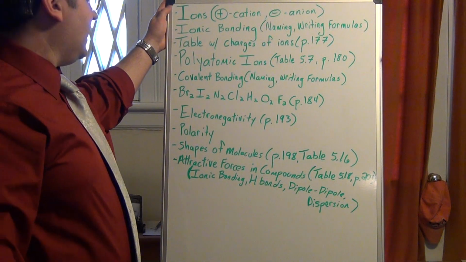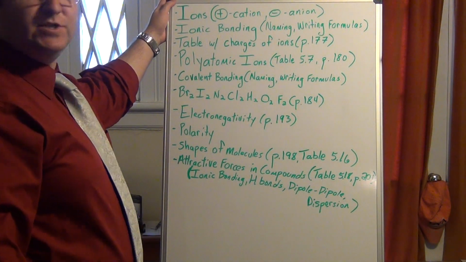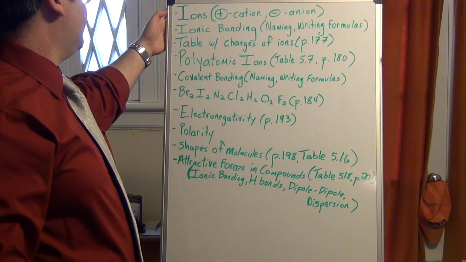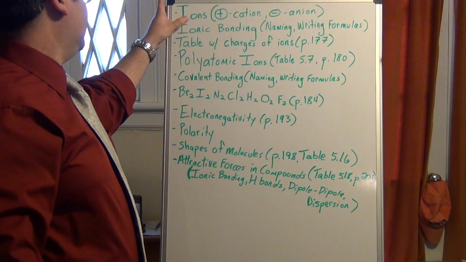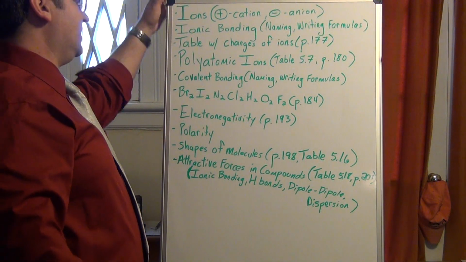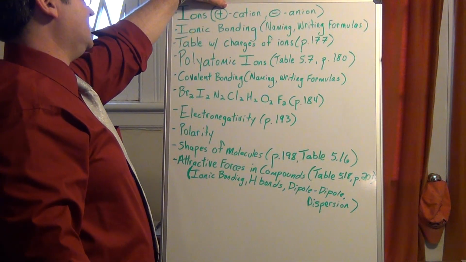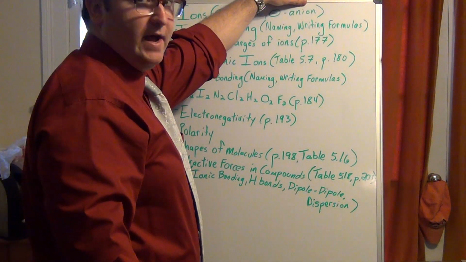So now let's talk about Chapter 5. Here's an abbreviated list of the major topics within Chapter 5 that you'll need to know for the exam. Beginning with ions. An ion is an element that has a charge. It can be positive or negative.